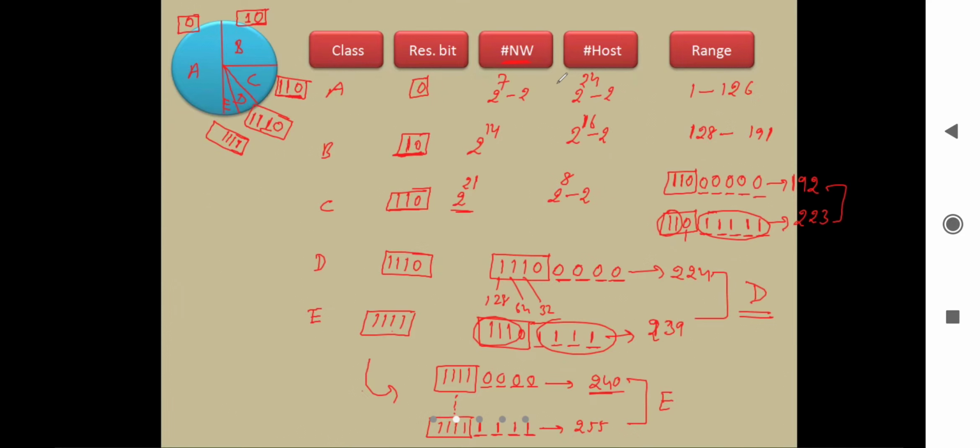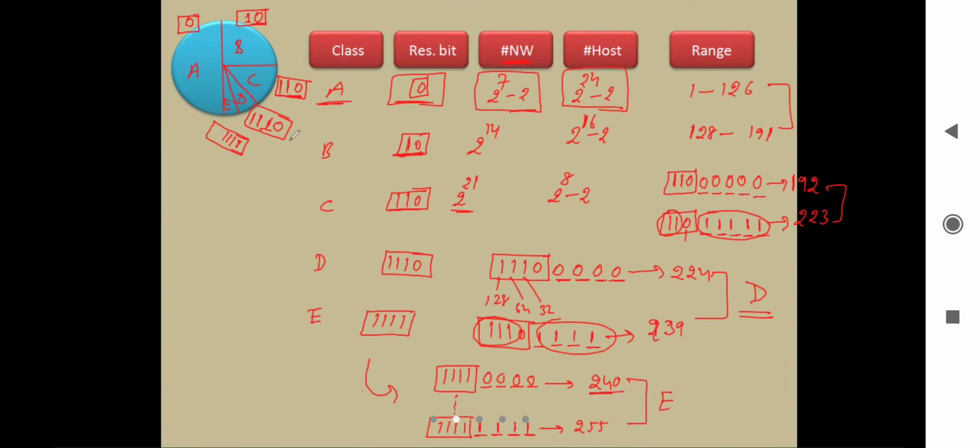So what type of questions may they ask from this? They may ask a simple question like, for class A, what is the reserved bit? And for class A, what is the number of networks possible? It is 2 power 7 minus 2 networks possible. And what is the number of hosts possible? That is 2 power 24 minus 2 hosts possible. And what is the range for class A?